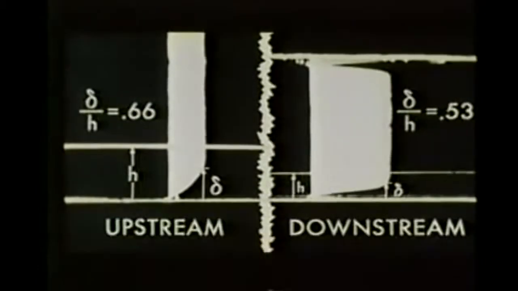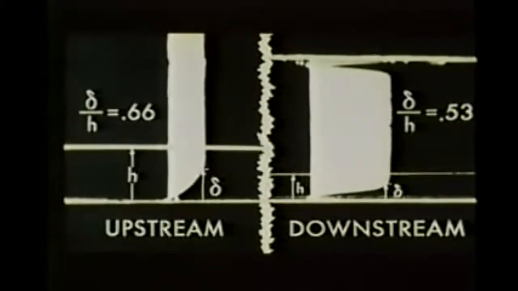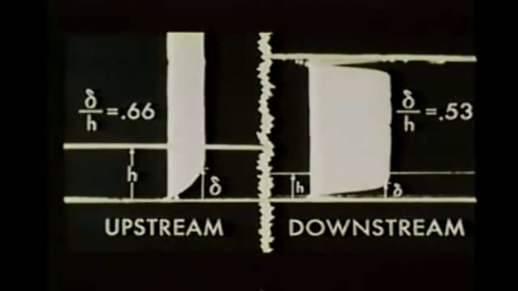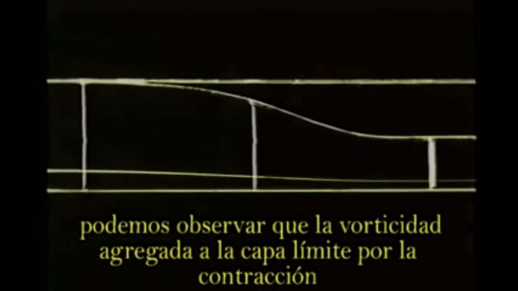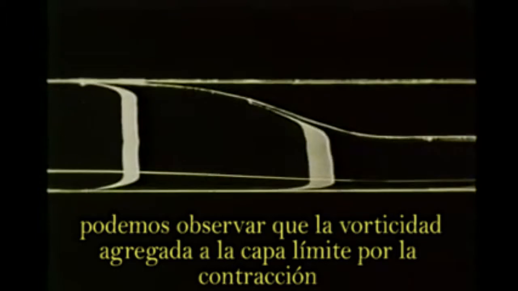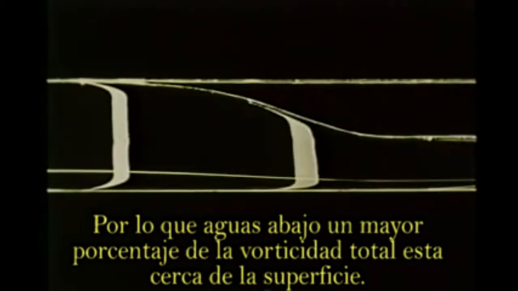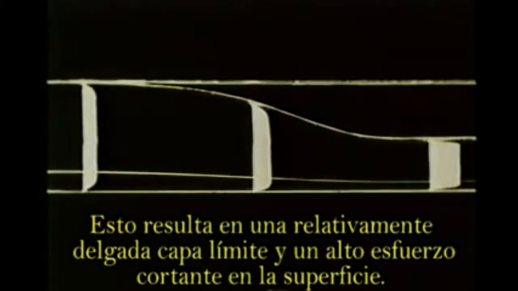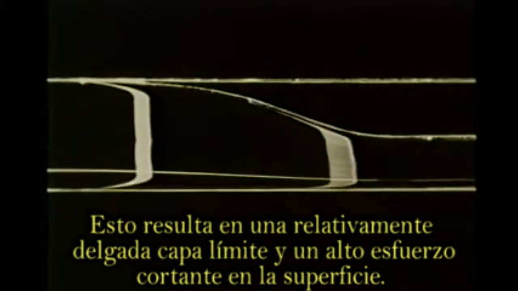The combined profile at the exit is relatively thinner because there has been little time for growth of the new boundary layer by viscous diffusion. Using vorticity arguments, we can see that the vorticity added to the boundary layer by the contraction has had little time to diffuse. So downstream, a larger percentage of the total vorticity is nearer the wall. This results in a relatively thinner boundary layer and higher wall shear stress.